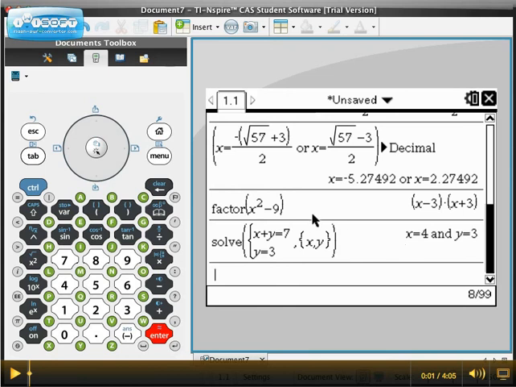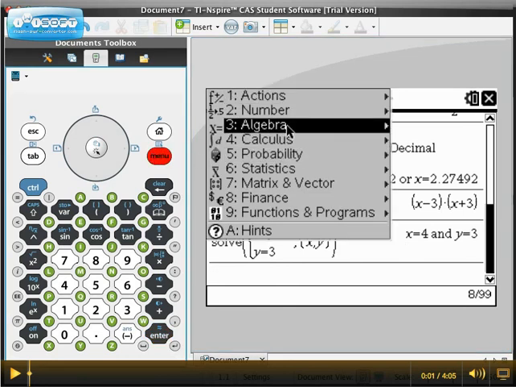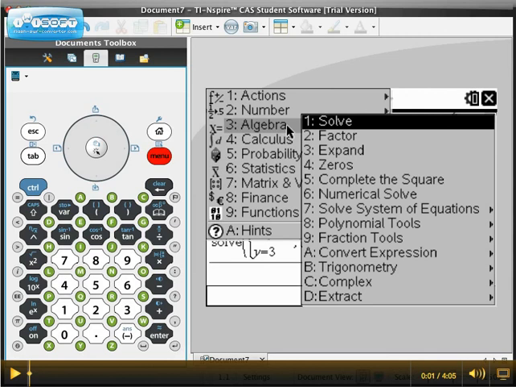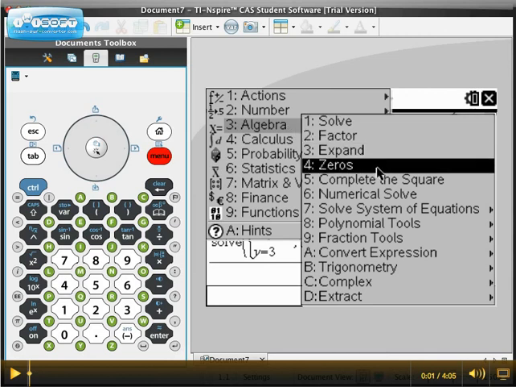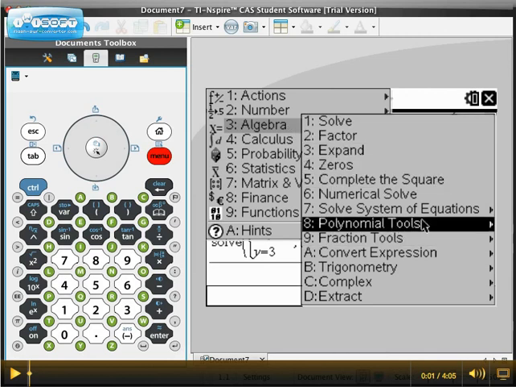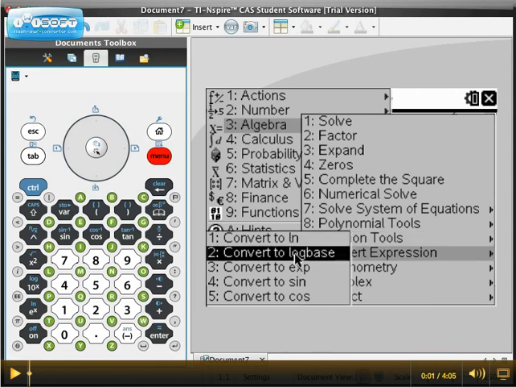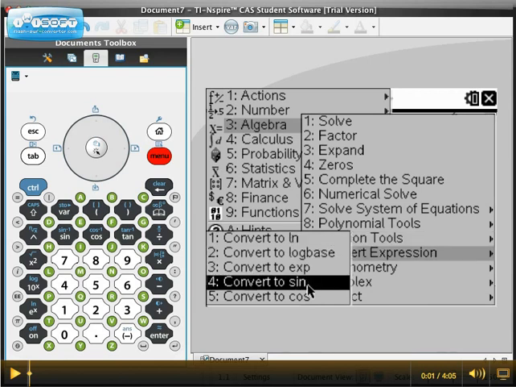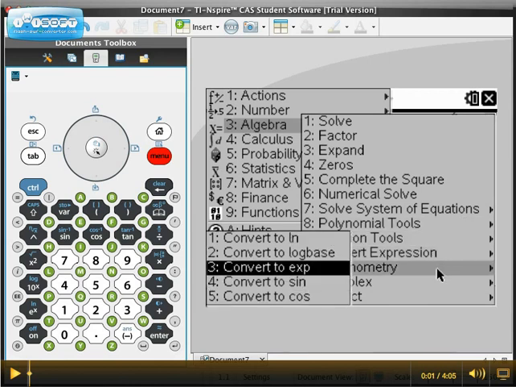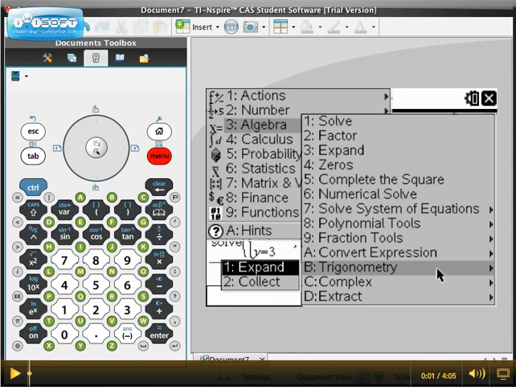So it's pretty powerful. And then, just like in the number tools, there's a lot of other more specific things that it'll do. It'll work with polynomials, fractions. It'll convert things to ln or log or exponential, or it can convert them to a trig function. It has a few trigonometry things that it'll do for you. It can expand things into sine and cosine or collect them together.